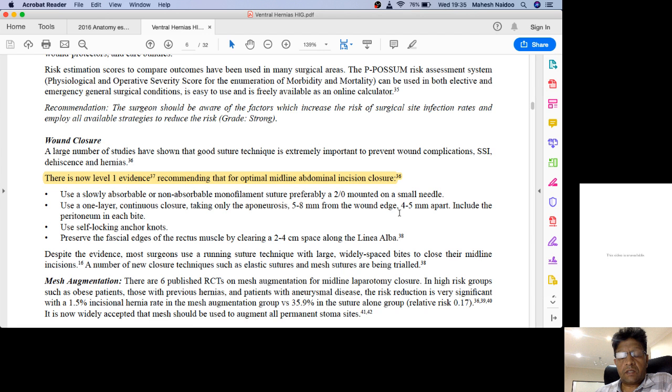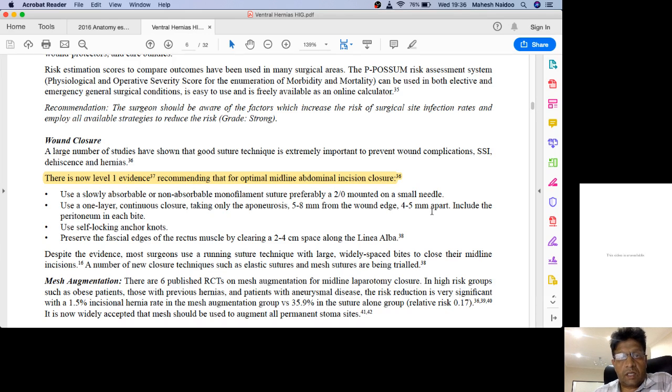And this has actually been shown to be not as effective as the smaller suture, use of a 2-0 needle. It still should be non-absorbable monofilament, and you should actually take smaller bites, 5 to 8 millimeters from the wound edge, as compared to the normal 1 by 1 centimeter that we do, and 4 to 5 millimeters apart.